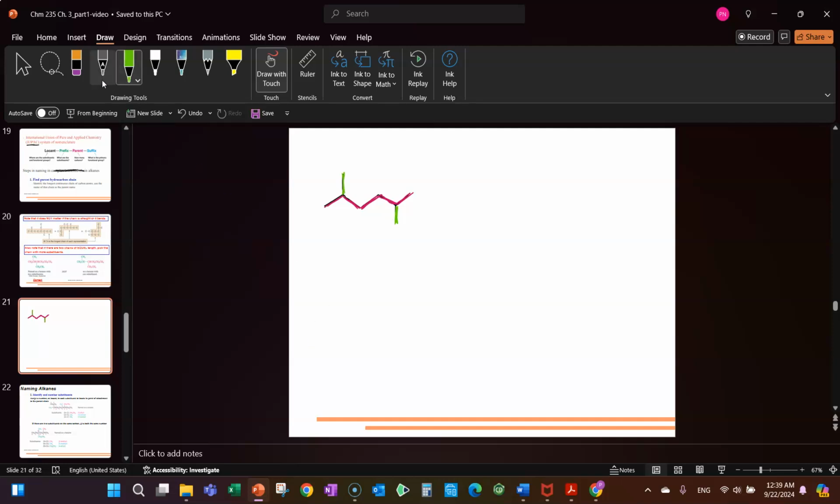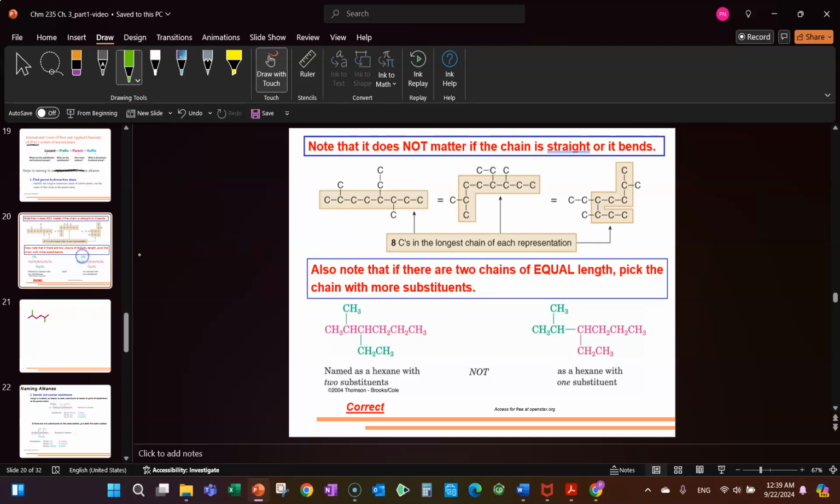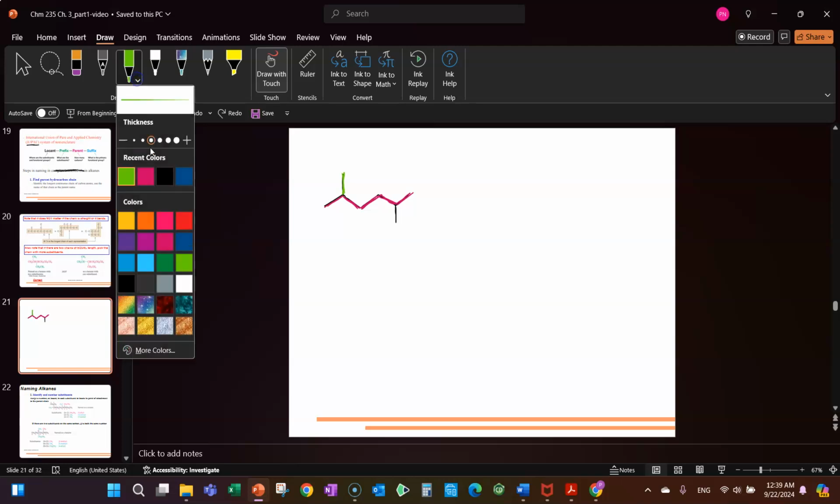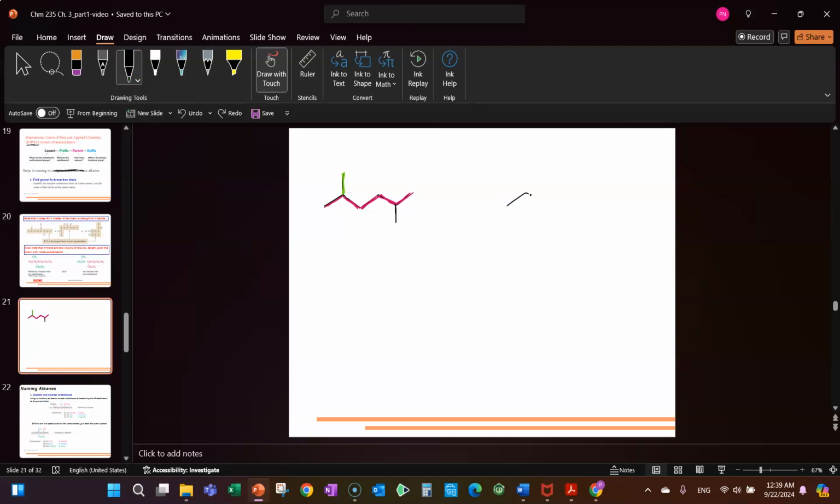Okay. Now in the earlier slide we saw that if you have two chains of equal length, so 1, 2, 3, 4, 5, 6, so we have 1, 2, 3, 2, 4, 1, 2, 3, 5.